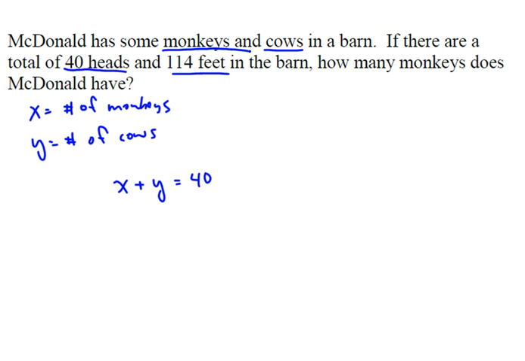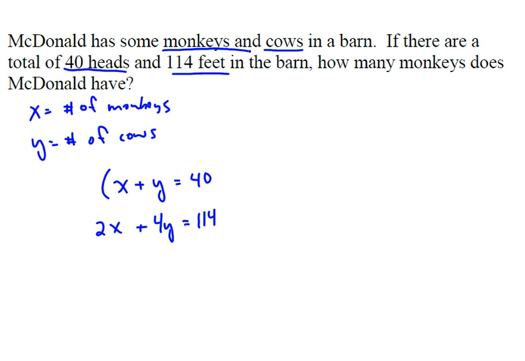So we have to write an equation that accounts for the fact that monkeys have 2 feet and cows have 4 feet. The way we do that is by asking, how many feet total do I have for monkeys? That would be 2x. If there are 25 monkeys and each of them has 2 feet, that's 50 feet. The amount for cows would be 4 times y, and then that equals 114.